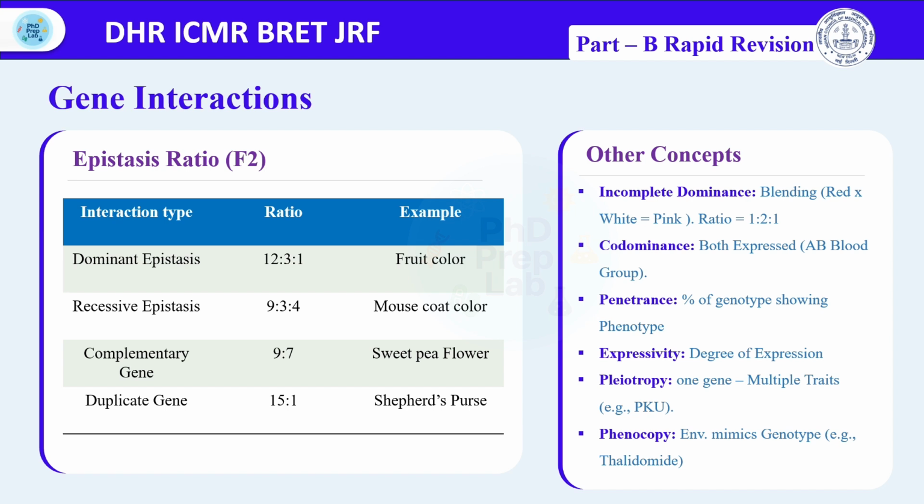Now you have pleiotropy. It simply means one gene with multiple traits, like phenylketonuria. Now you have phenocopy, where the environment affects the phenotype. The example is thalidomide. One more important point about phenocopy is that it is non-inheritable, since it is induced by the environment. It is the environmentally induced phenotype, so it resembles the mutant phenotype, but it is non-inheritable.